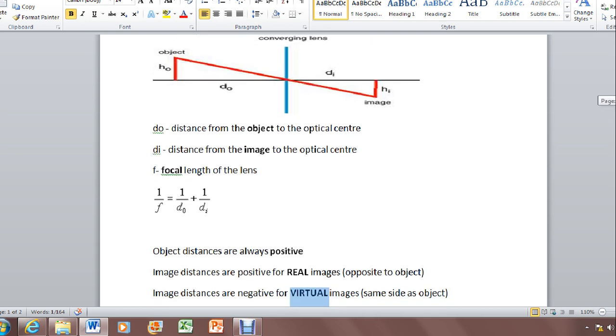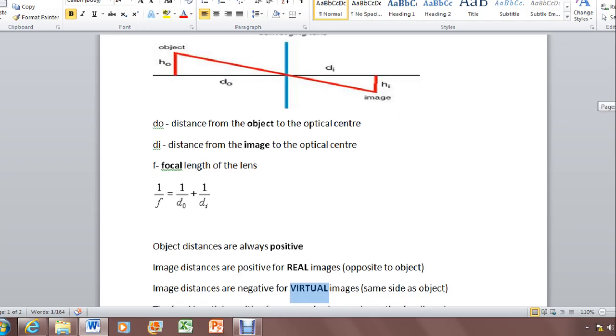If we're using a diverging lens, or if we're inside the focal length in a converging lens, what we're going to get is a virtual image. And to represent that, we're going to use a negative number. So when we get the image on the same side as the object, make sure you remember to put a little negative sign beside that number.